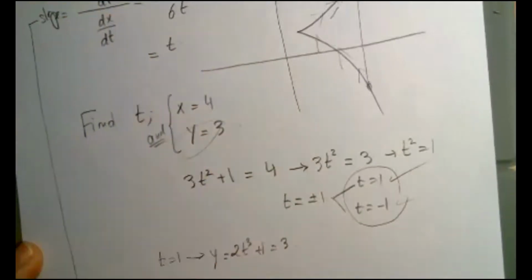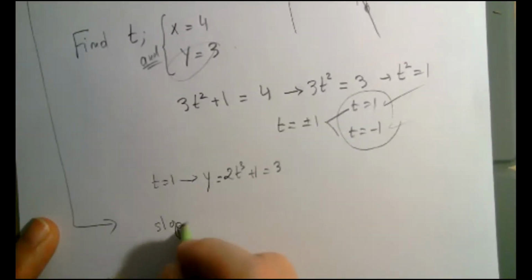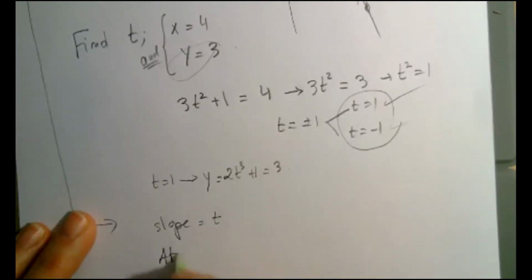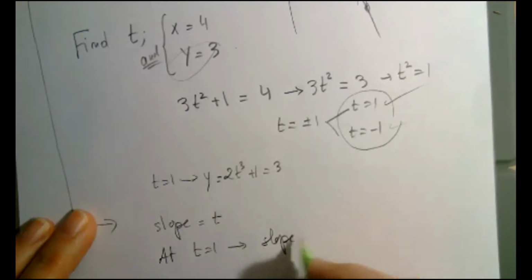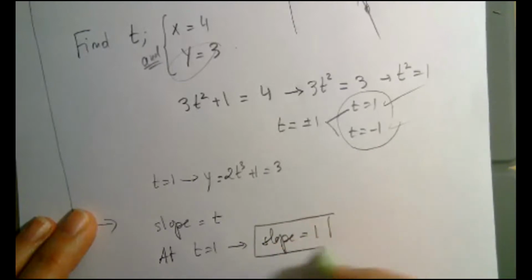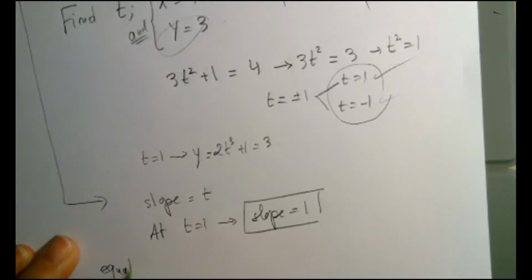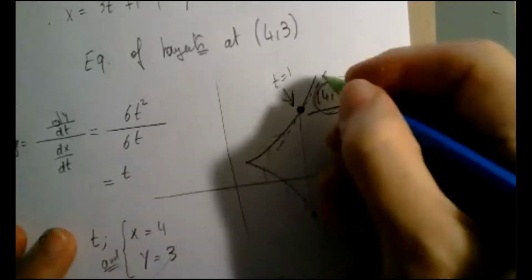So now I know my t. After I do that, I'm going to go back to the slope. Now I can compute my slope. So the slope now is equal to t. Now at t equal to 1, because that's the point I am interested in, the slope is equal to 1. Now I found my slope. I need the equation. What is the equation? The slope is 1.